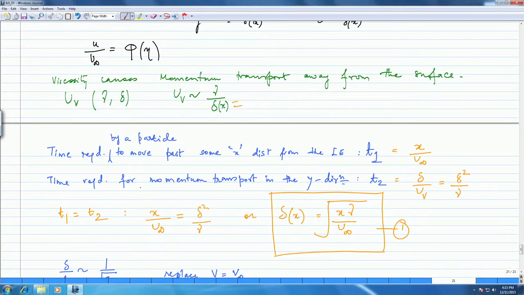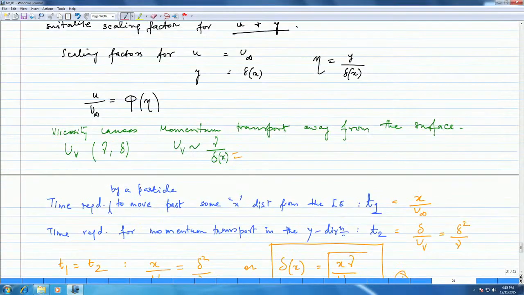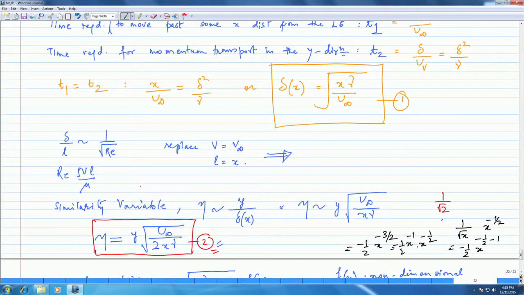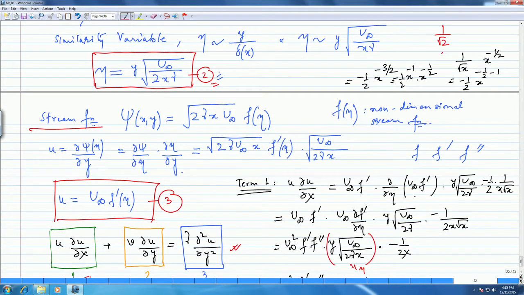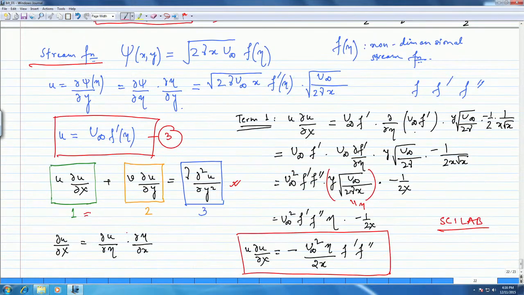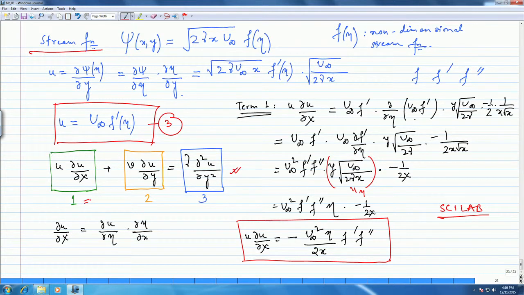Then I use this understanding and come up with this expression for delta x, and then we define eta as a new similarity variable, and another stream function, and then using the stream function, of course, we write u, and that is all we need here. Then we are just transforming the x momentum equation into the similarity variable, to represent these derivatives using the similarity variable, which we have done here.